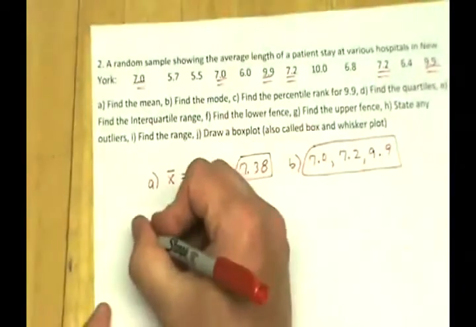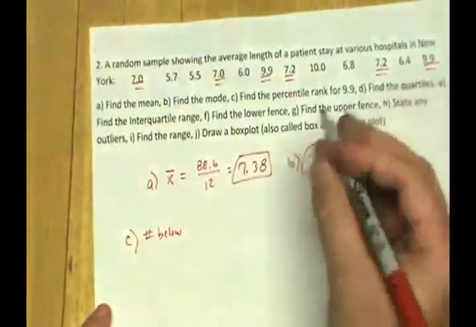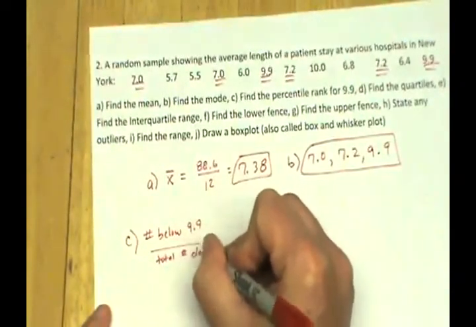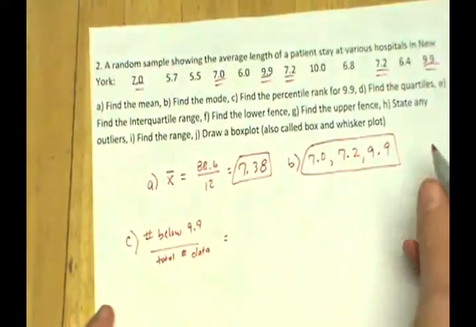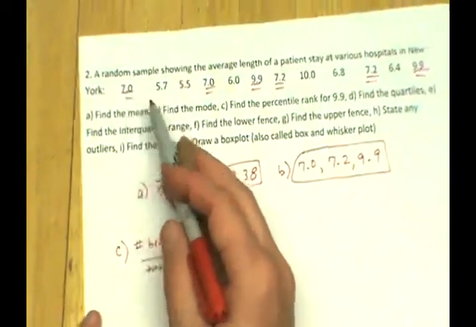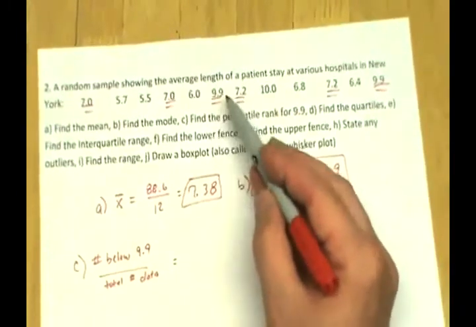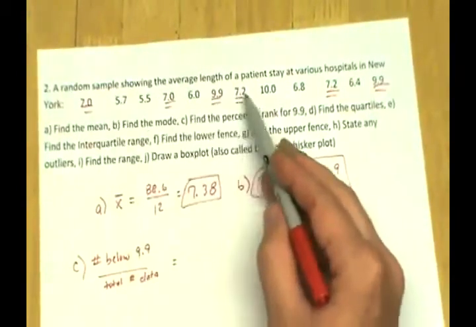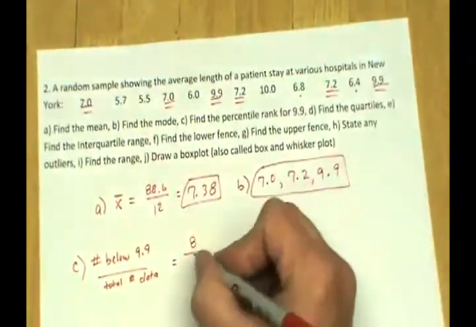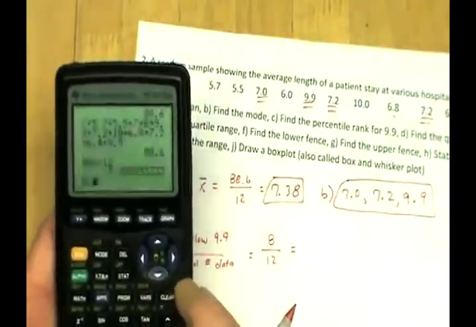C, find the percentile rank. So here we go. C, percentile rank. This would be the number of data below 9.9, and we're going to divide it by the total number of data. So let's see how many are below 9.9. We just go through the list and count them up. Any value that's below 9.9. So 7.0 obviously counts. So we're looking at 1, 2, 3, 4, 5. 9.9 doesn't count because it's not below itself. So 5, 6, 7, 8. We're looking at 8 pieces of data, and we're going to divide that by the total of 12, the total number of data.